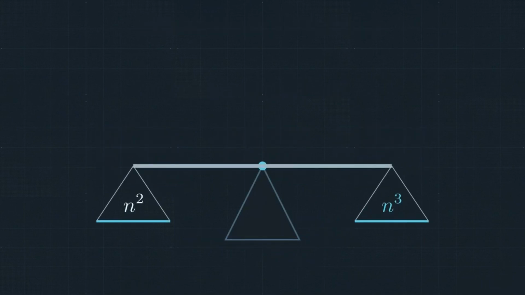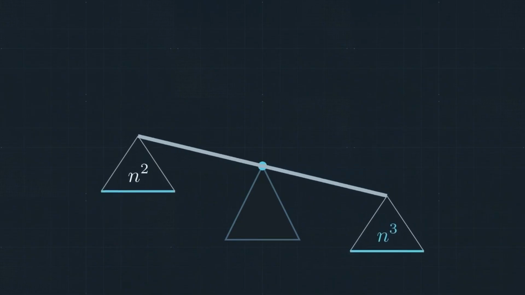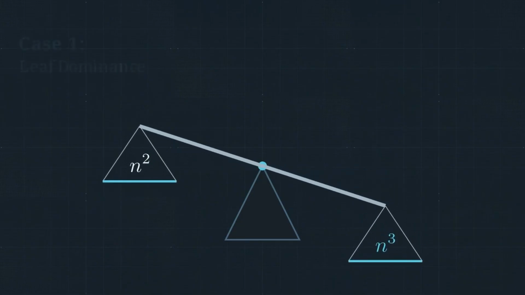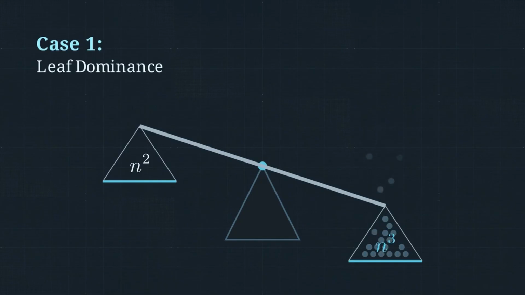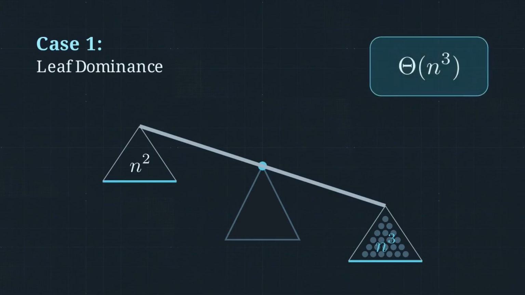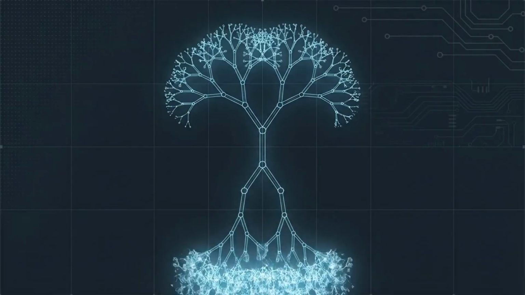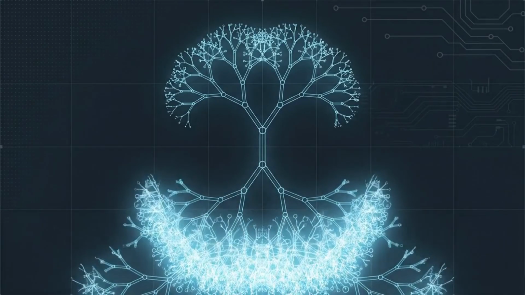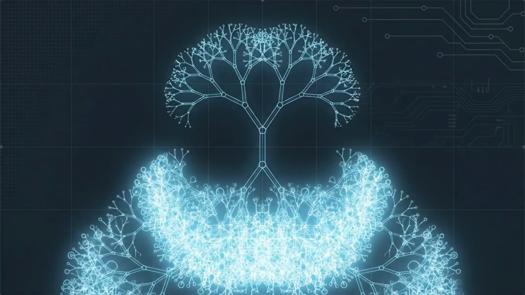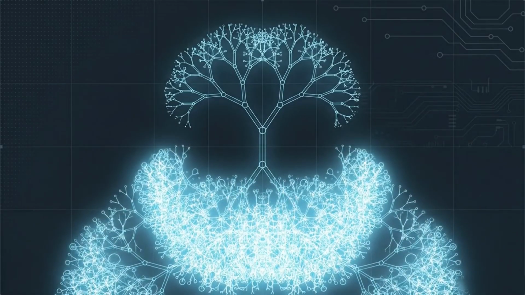With n squared on the left and n cubed on the right, the scale tips heavily toward the leaves, initiating case 1. Because f of n is polynomially smaller, the sheer volume of recursive leaves at the bottom of the tree mathematically overwhelms the non-recursive work. Whenever the leaves dominate the scale, the final time complexity is strictly bounded by those leaves. Our answer is theta of n cubed.